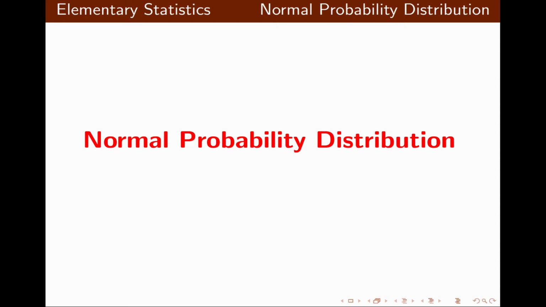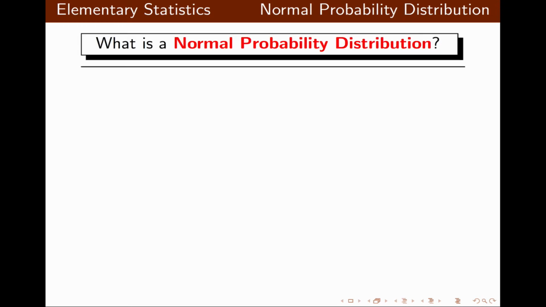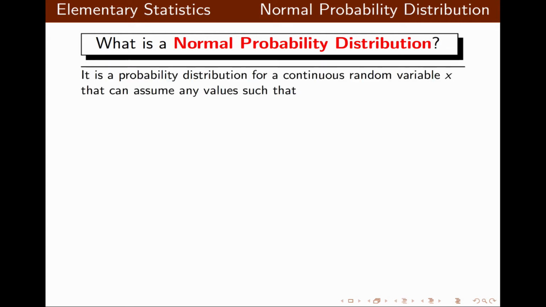Now let's talk about normal probability distribution. Let's take a look at the normal probability distribution definitions, requirements. First, it's a probability distribution for continuous random variable x that can assume any values such that mean, mode, and median, they're all equal.